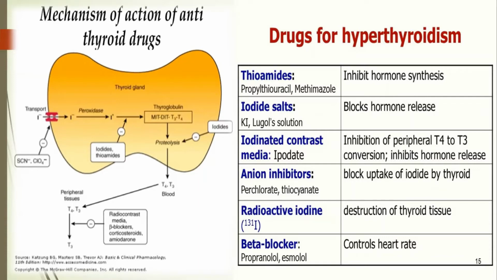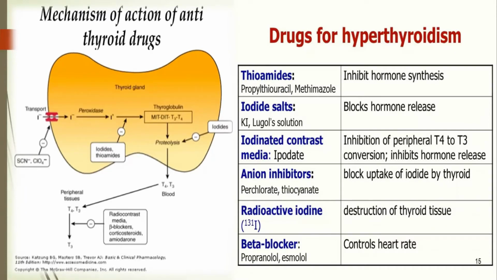In addition, there is another mechanism of action for this type of drug: propylthiouracil inhibits peripheral conversion of T4 to T3. So we have here samples of drugs for hyperthyroidism. We have propylthiouracil and methimazole, which belong to the thioamides that inhibit hormone synthesis. The next one, we have KI and Lugol's solution, which belong to the iodide salts that block hormone release. We have ipodate, which belongs to the iodinated contrast media, for the inhibition of peripheral T4 to T3 conversion, and it also inhibits hormone release.